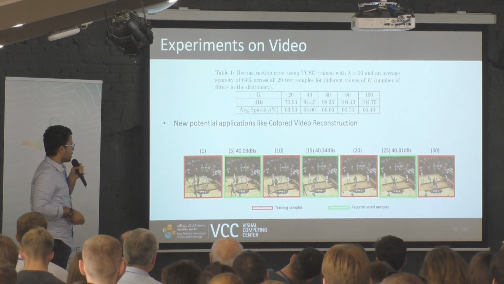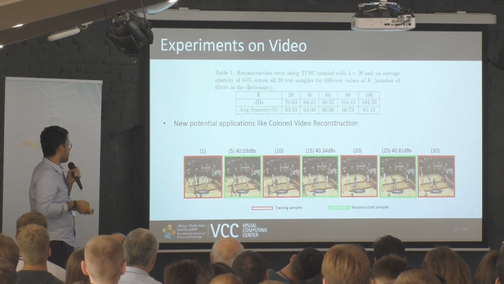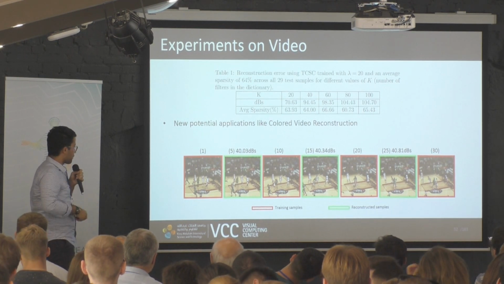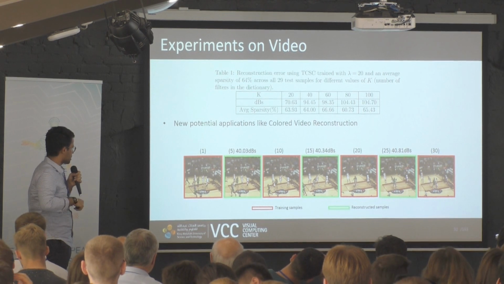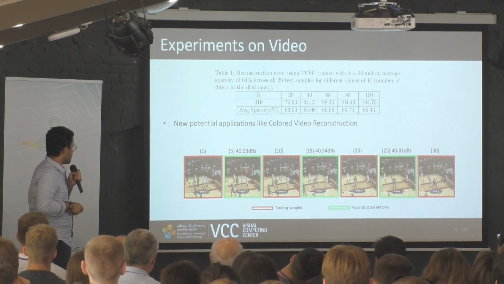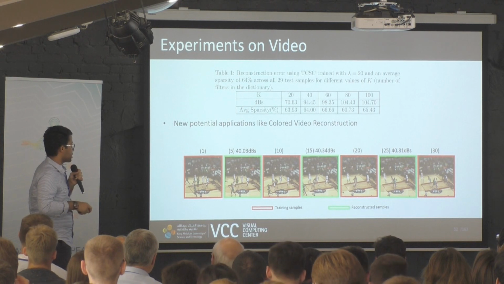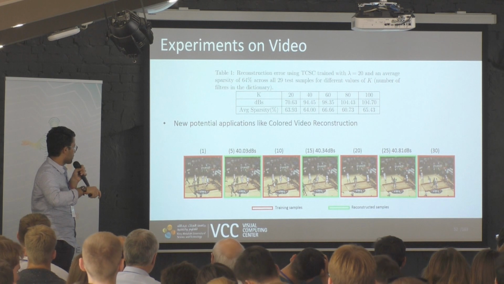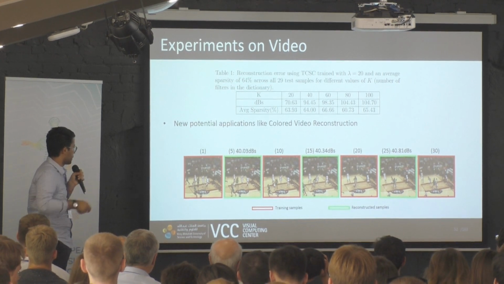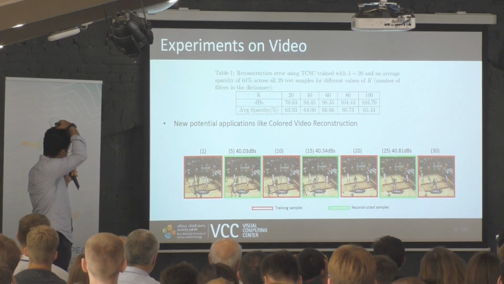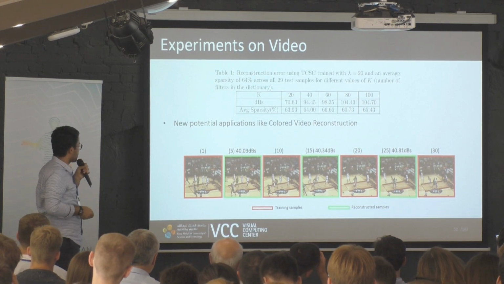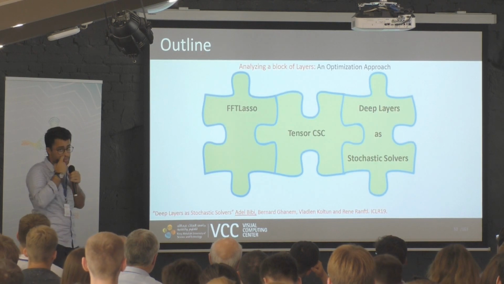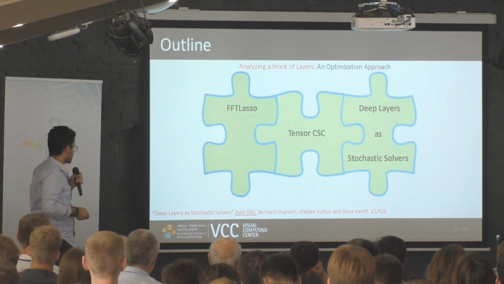Of course, now you can do other applications that were not very clear before. We can do colored video reconstruction, where we have a video which is colored, so that's a 4D tensor of data. And you say, I have complete colored frames that are missing. You train on those red frames, and hopefully you can recover those green frames, which is now possible with the method. Okay, so I don't want to really focus on the experiments of these methods, because these are just introductory to the important piece, which is deep layers as stochastic solvers.